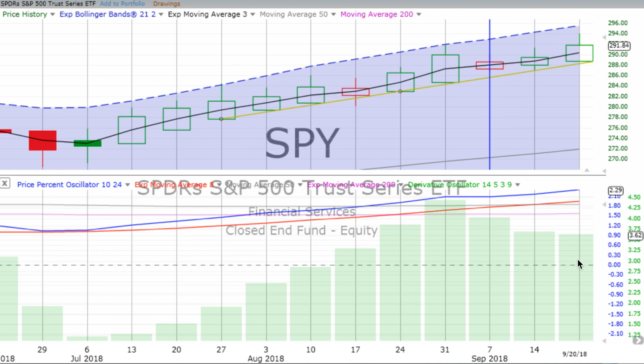See the derivative oscillator losing energy, and the price percent oscillator, which is our main oscillator, is heading up. In fact, I'm going to put a special training in at the end of the program today on the price percent oscillator. It's very similar to the MACD, but it is different and it's better than the MACD. You'll learn that if you stay tuned and listen to that training at the end of the daily review today.